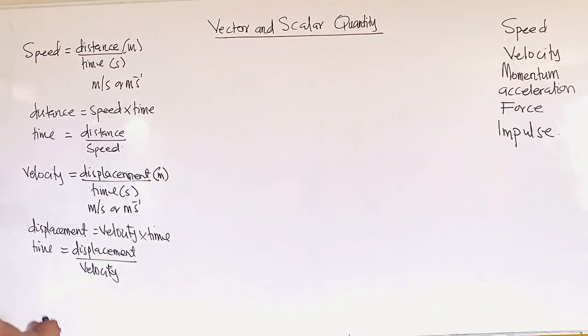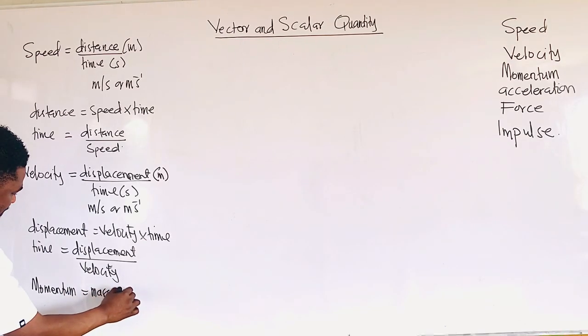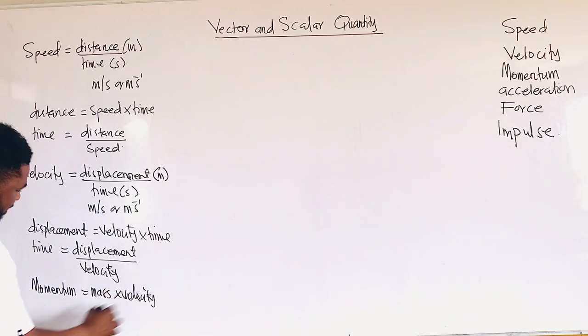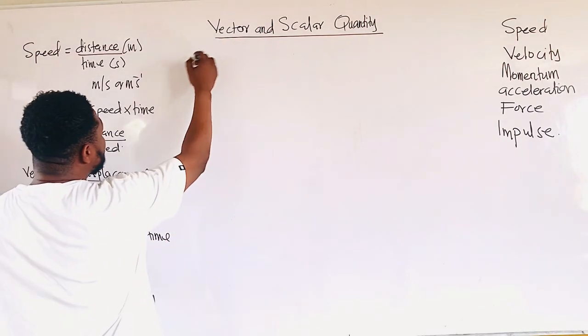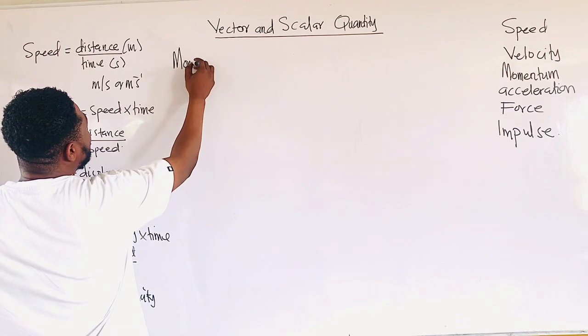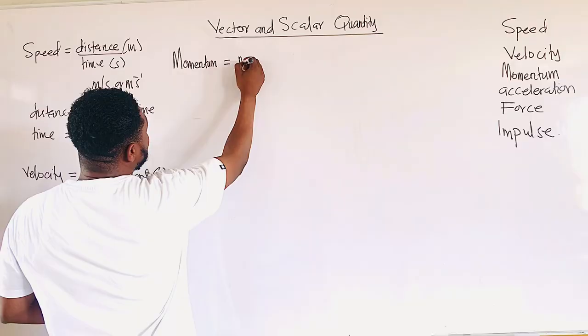Let us also look at momentum. Momentum is the product of the mass and velocity of a body. So mathematically, momentum is equal to mass times velocity. All right, and the unit for momentum is kilogram meter per second, as we can see. From momentum we can also have another formula.